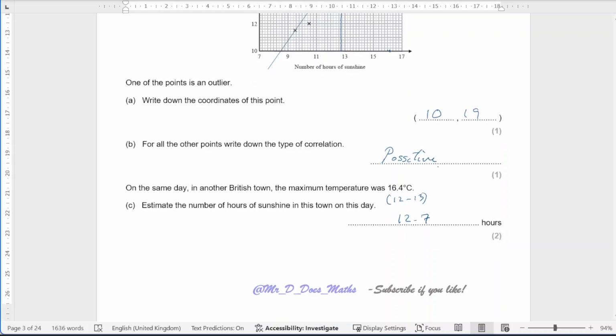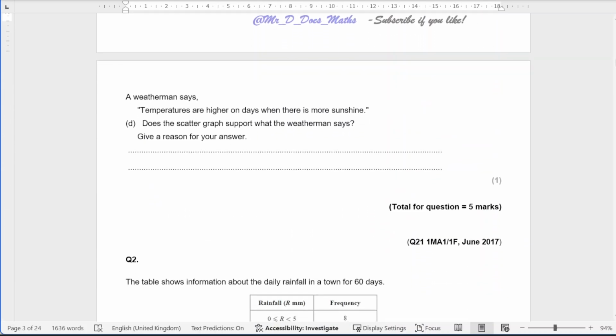The final point I absolutely hated in an exam, so I kind of argued this. It also appeared in the higher on the foundation, so it was a crossover question. And I thought the wording of it was really poor. A weatherman says the temperatures are higher on days where there is more sunshine. Does the scatter graph support what the weatherman is saying? And I argued back when it was done in 2017, no, it doesn't. I would have got the mark for my explanation, but what I argued was no.